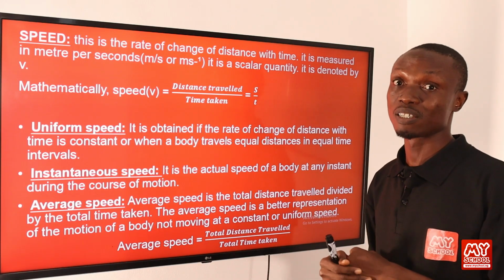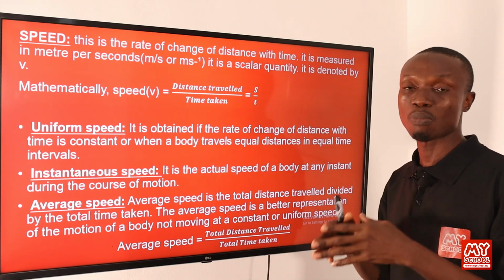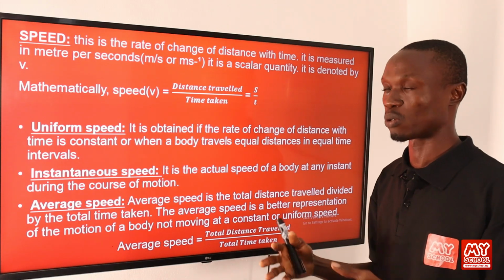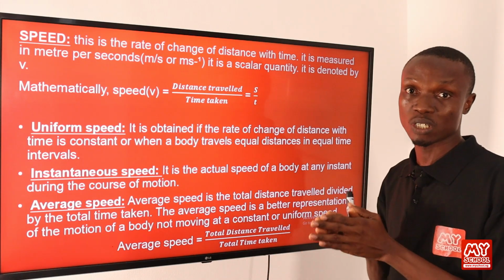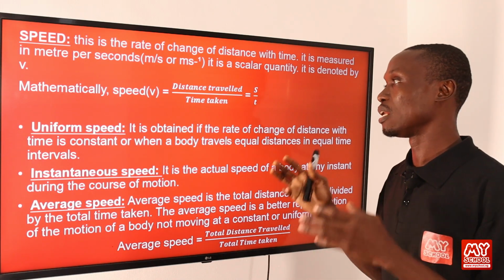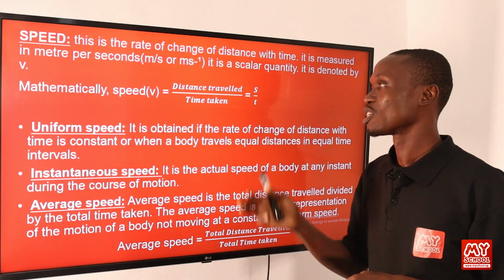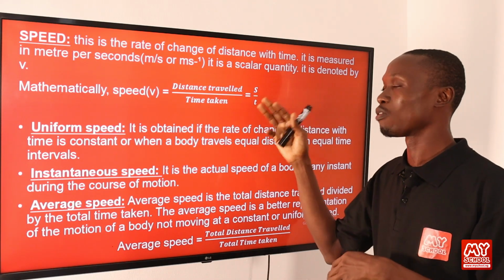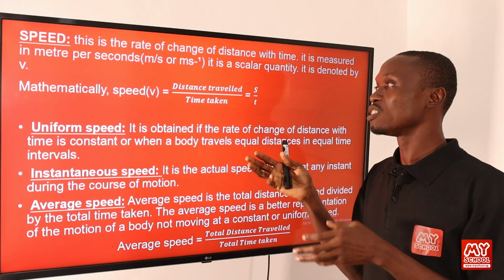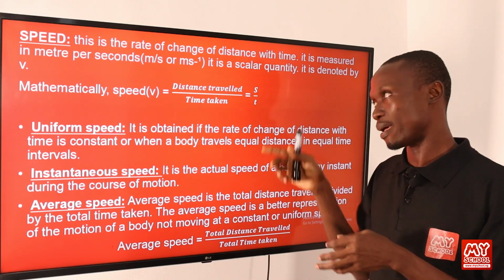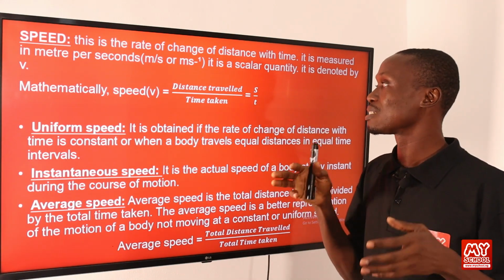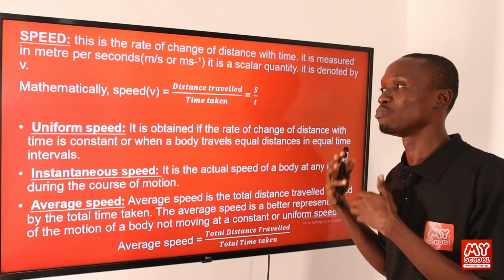And speed is a scalar quantity, meaning that it has magnitude, but it does not have direction. So in physics, speed is denoted with the letter V. Mathematically, speed is given as distance traveled over time taken. And I told us earlier on that we denote distance with the letter x, so that's why we have x over t. The x there represents distance traveled, while t represents the time taken.